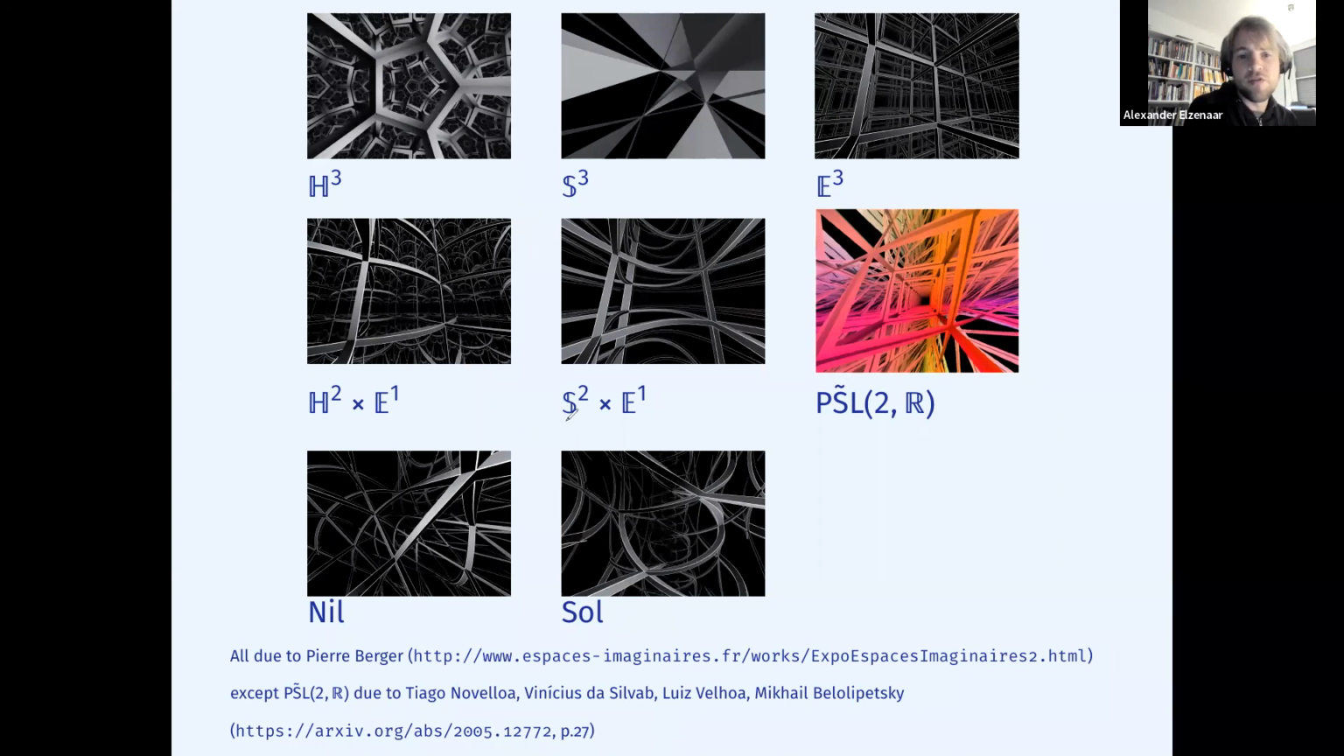You can do the same thing, but with a sphere instead of hyperbolic space. And then there are three weird geometries. There's the universal cover of PSL2R, and this is the geometric type of the trefoil knot, for example. So this does actually arise in nature, even though it looks kind of weird and twisted. And then there's nil geometry and sol geometry.